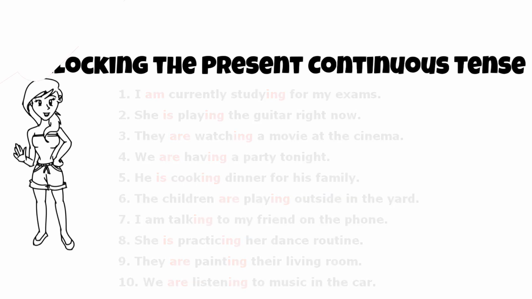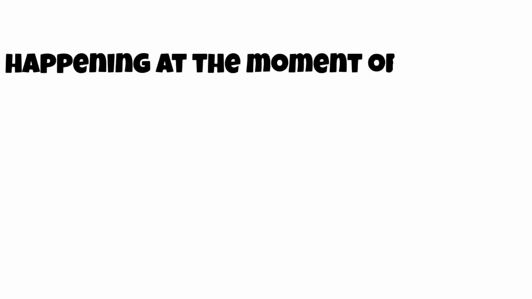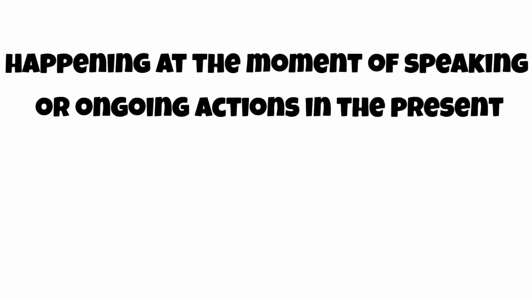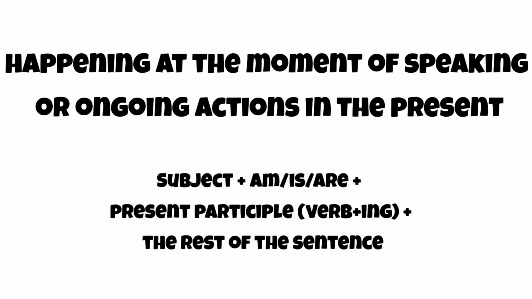The present continuous tense describes actions that are happening at the moment of speaking or ongoing actions in the present. It's formed by using the present tense of "to be" (am, is, are), followed by the present participle (-ing form) of the main verb. For example, "I am studying for my exam right now," or "She is cooking dinner in the kitchen."